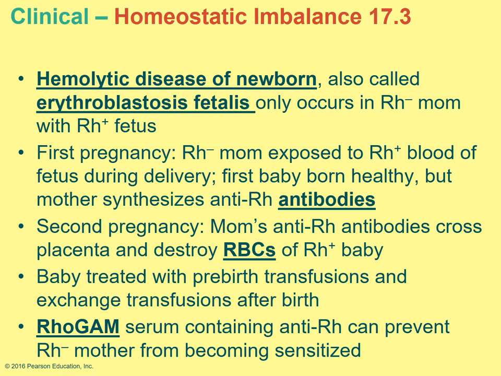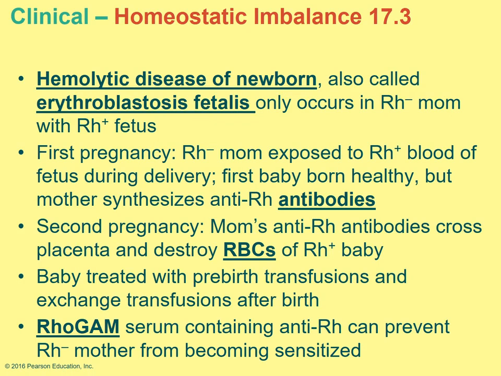Obviously, there's a risk involved with that. The most common way of treating this is that normally during pregnancy, they're going to do a blood test very early on, and if it comes back that the mother is Rh negative, they will give her a shot. It's called RhoGAM. It contains anti-Rh that basically ties up and prevents the mother from becoming sensitized.